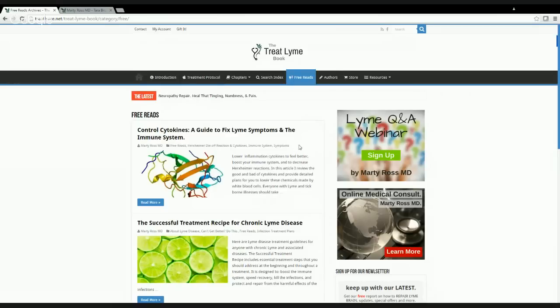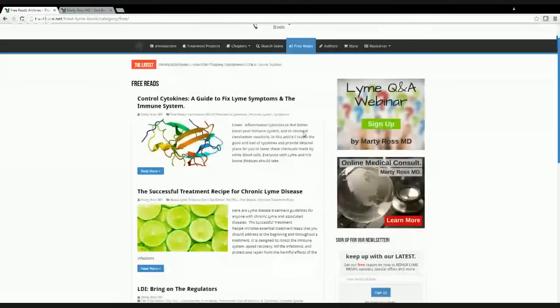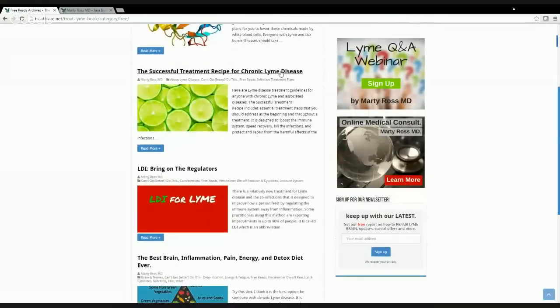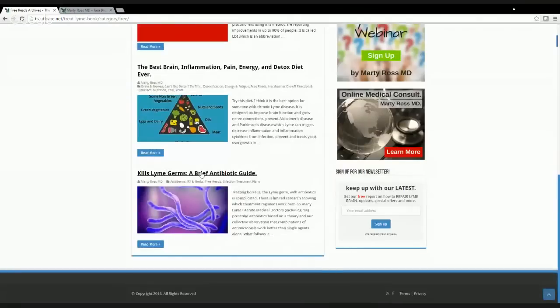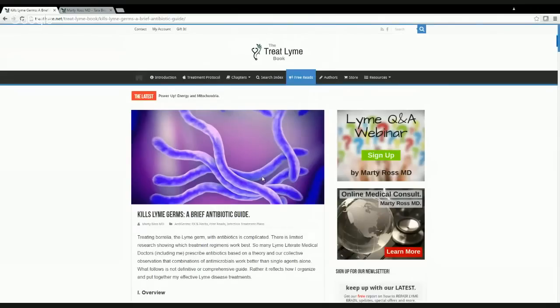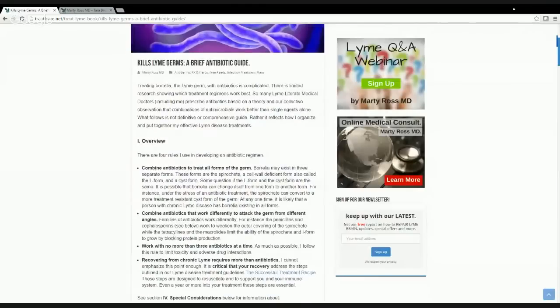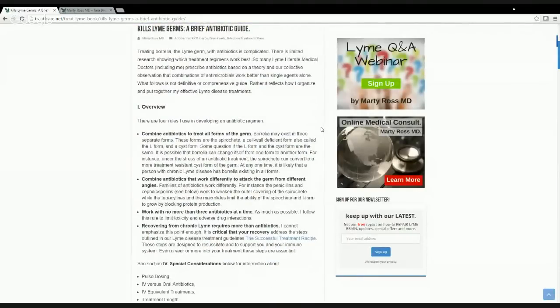There's actually five. There's one on cytokines, which are inflammation chemicals made in Lyme. There's the whole treatment protocol that I've written called the successful treatment recipe, which you've got to look at. That gives you the foundation of how you do any Lyme disease treatment. But the one I'm looking for is this one called Kills Lyme Germs, A Brief Antibiotic Guide. And I would take a look at this in more detail later. But in here, I talk about the principles of how you build a Lyme treatment. And one of the things I say to do is to combine antibiotics that treat all forms of the germ. That's what I was just describing to you.